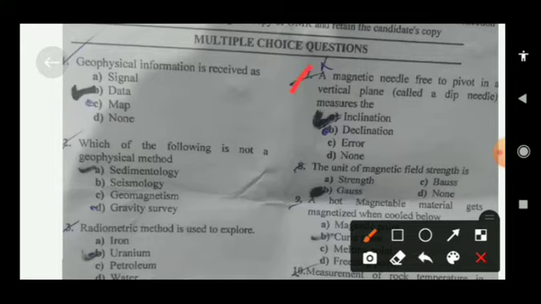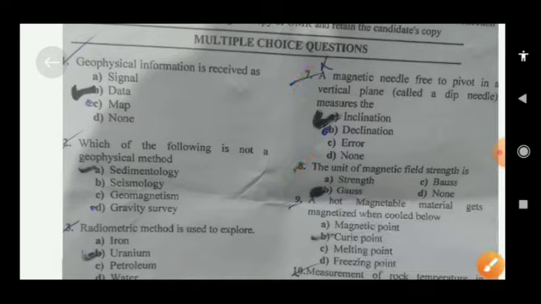Next question: A magnetic needle free to pivot in a vertical plane, called a dip needle, measures... The right option is inclination. Next question: The unit of magnetic field strength is... The right option is Gauss. Next question: A hot magnetic material gets magnetized when cooled below... The right option is Curie point.